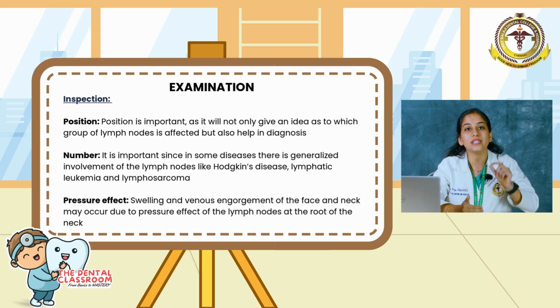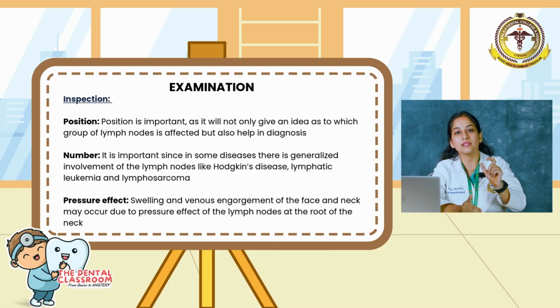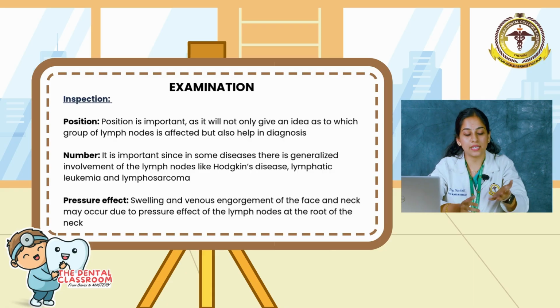Then we are going to move on to the number. Why does the number play a role? Because in certain diseases like Hodgkin's lymphoma, lymphatic leukemia or lymphosarcoma, the number always plays a role. Whether it is bilateral or unilateral, or the lymph nodes are matted or not matted, all this plays an important role in the case of number. Then we are going to look at the pressure effect. Pressure effect is when there is some swelling or venous engorgement, when it has infiltrated some structure, and then the face and the neck will be swollen.